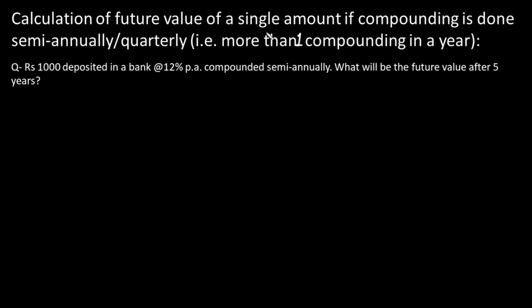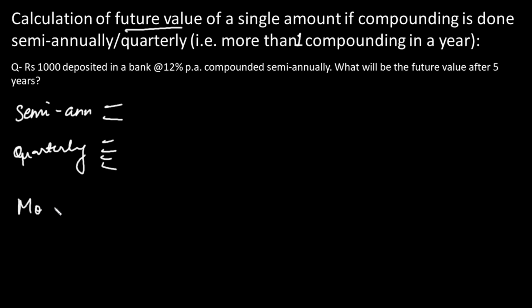Now coming to the second concept, that is calculation of future value of a single amount, if compounding is done semi-annually or quarterly, that is more than one compounding in a year. That means कि एक साल में एक बार compounding नहीं हो रही है, एक साल में more than one compoundings हो रही है. Semi-annually means कि साल में 2 बार compoundings हो रही है. Quarterly means साल में 4 बार compoundings हो रही है. And monthly means कि साल में 12 times compounding हो रही है.